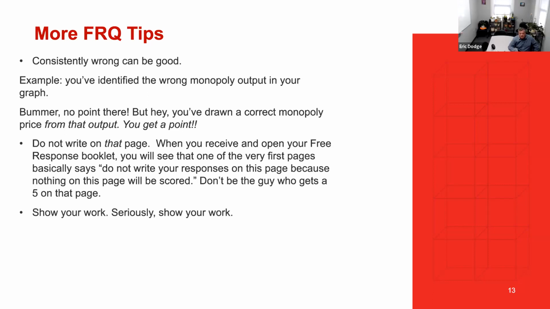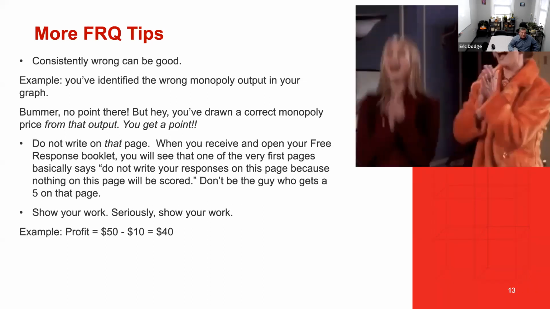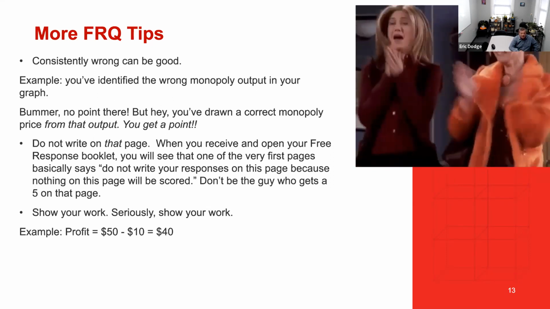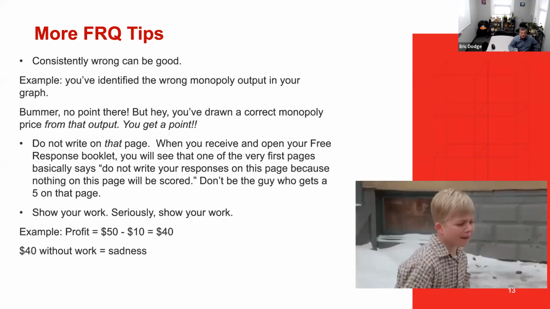Show your work. Seriously, you're going to be asked to do some math on your FRQs. Both micro and macro have been doing this pretty much every year. Seriously, show your work. For example, you're asked to calculate profit. Profit is $50 minus $10, which equals $40. That's showing your work. You get a point. This does not earn the point: just saying profit is $40. It's sad because we know you calculated $40. That didn't just come from thin air, but you were asked to show your work and you didn't. And this gets back to the follow directions thing.